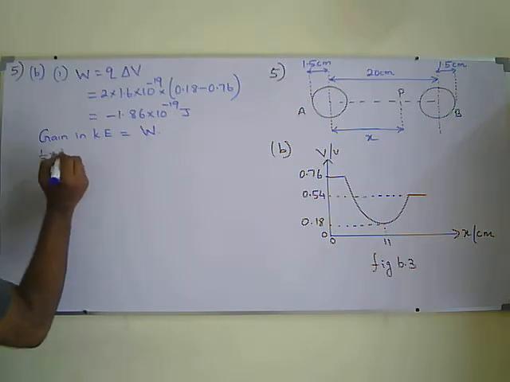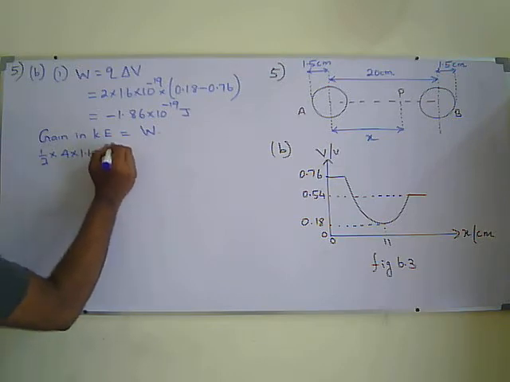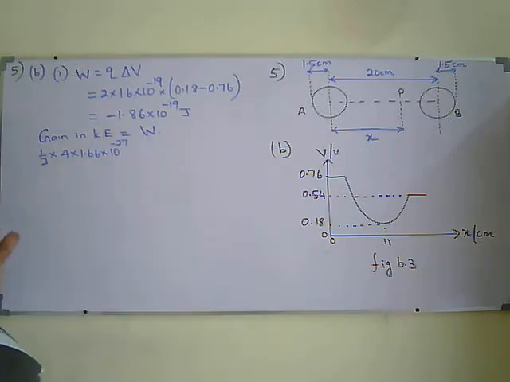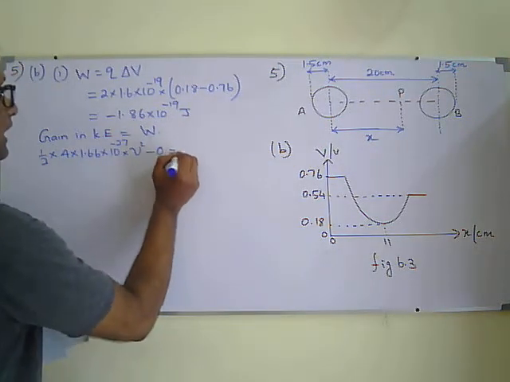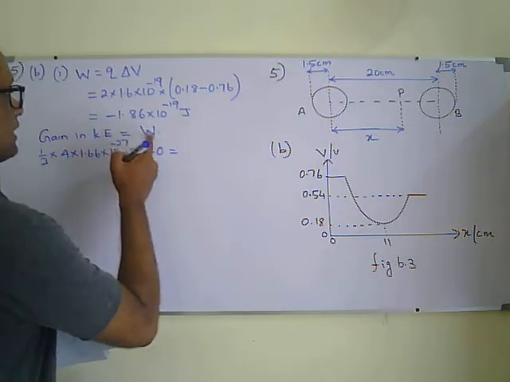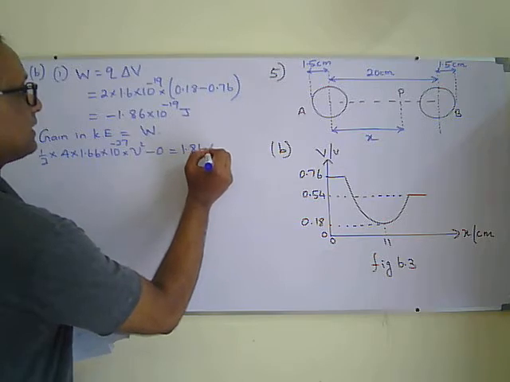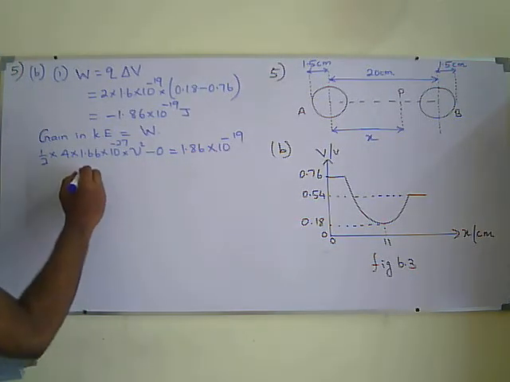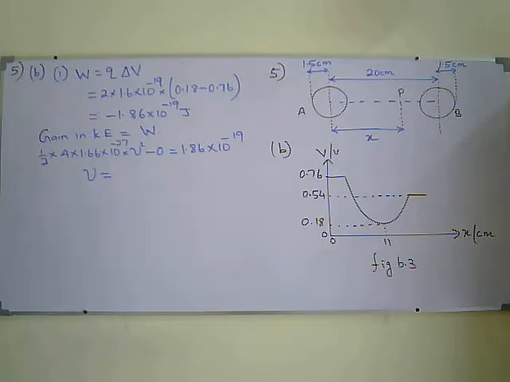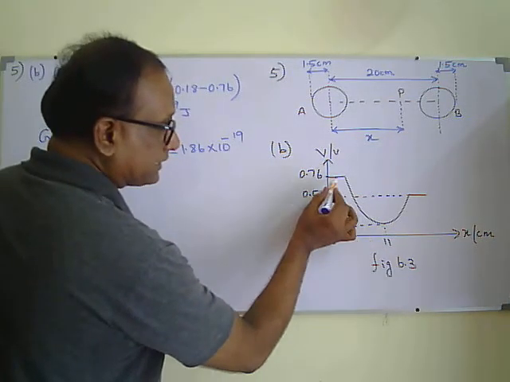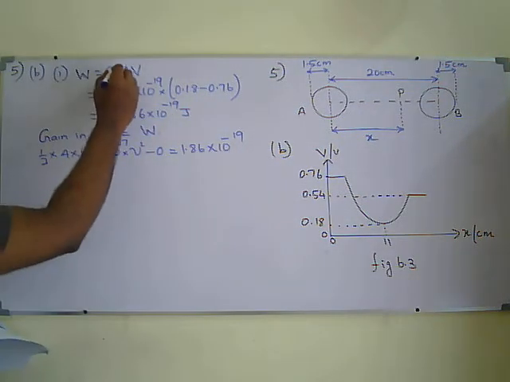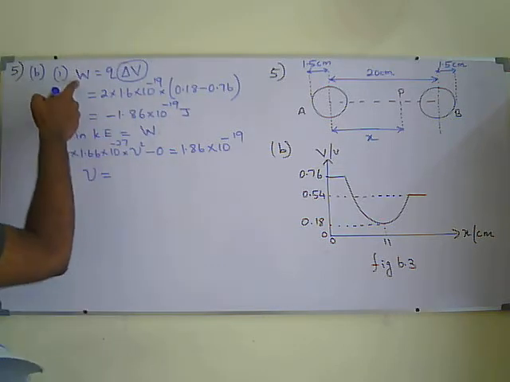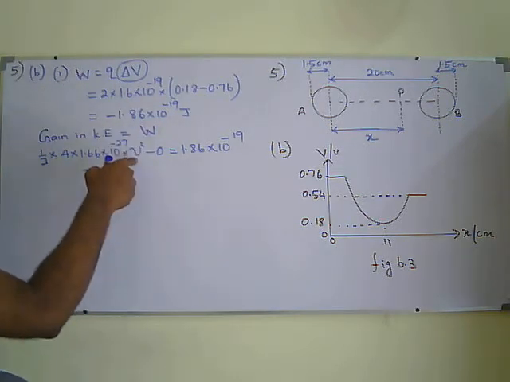So half mass is 4 times 1.66 × 10^-27, that's the mass of the alpha particle, which consists of 2 protons and 2 neutrons, into v squared. Initially it was at rest, so the initial kinetic energy is 0, equal to, using the magnitude, 1.86 × 10^-19. Solve it and you will get the speed, which is going to be the maximum speed, because I consider the maximum potential difference. Maximum potential difference gives the maximum speed. When delta V becomes maximum, work done will be maximum. When the work done is maximum, speed will be maximum.